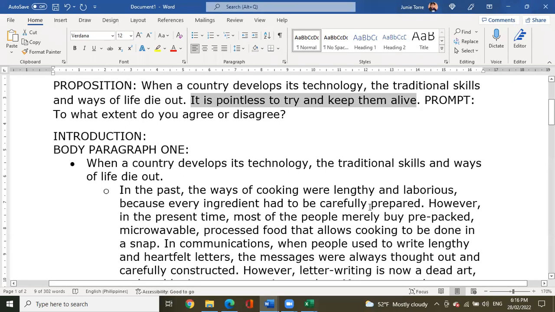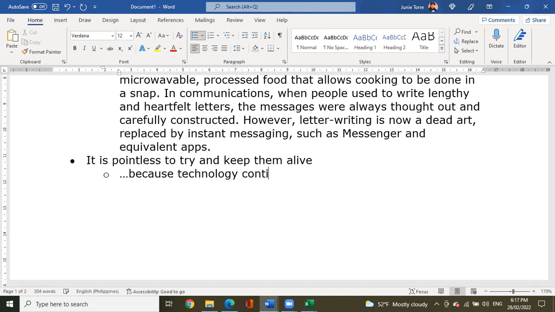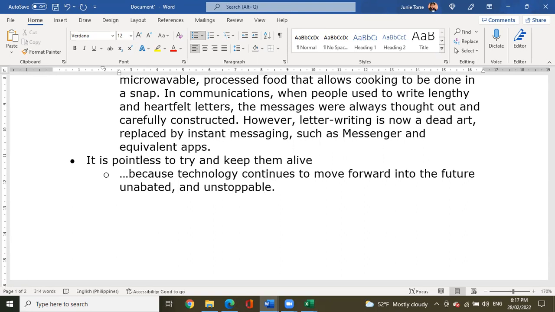Maybe because technology urges us to keep moving forward. Okay. Because technology continues to move forward into the future, unabated and unstoppable. Yun. Si Rogeline, in our first essay she submitted, she used that word irrefutably. So sabi ko, whoa, she's at that level. Yun. And then you just expand on that.